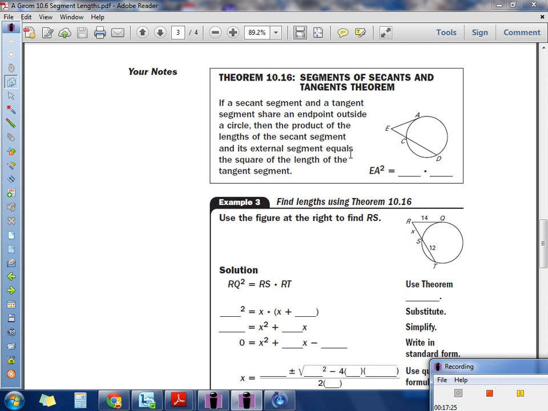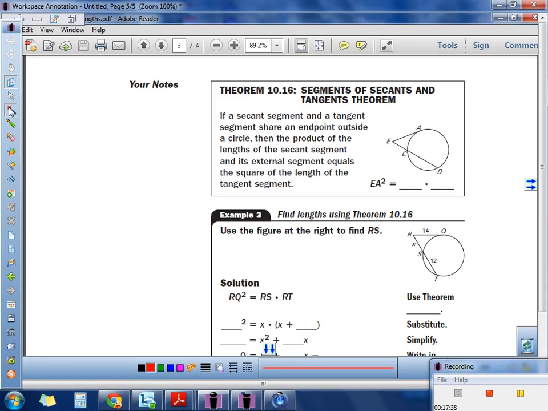So here's our tangent piece. Anytime you have a tangent segment, you have to square the tangent segment. So write that out. That's our tangent segment. You have to square that tangent segment, because our little phrase says point to circle times point to circle.